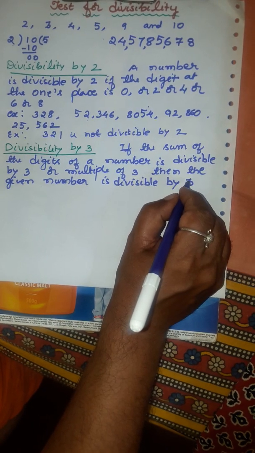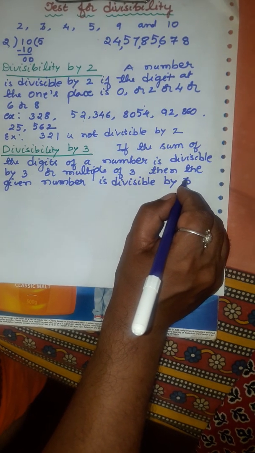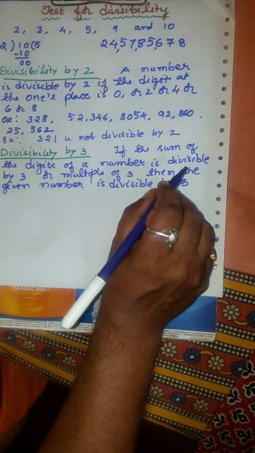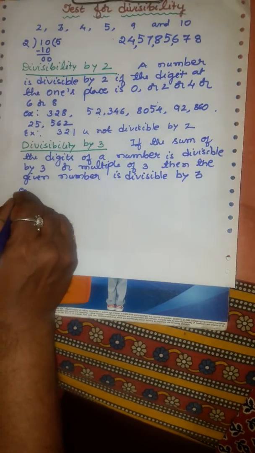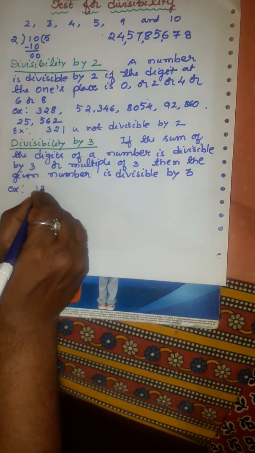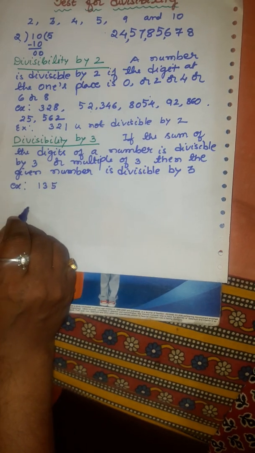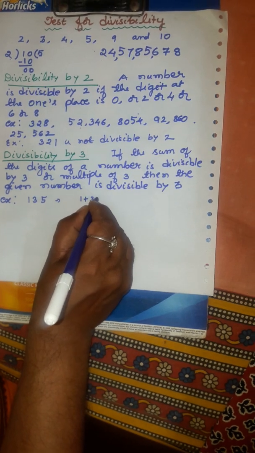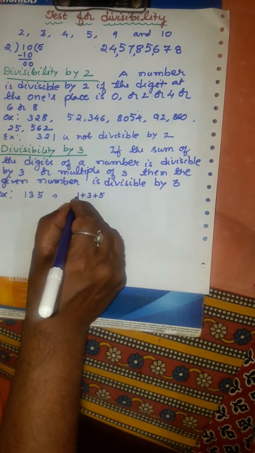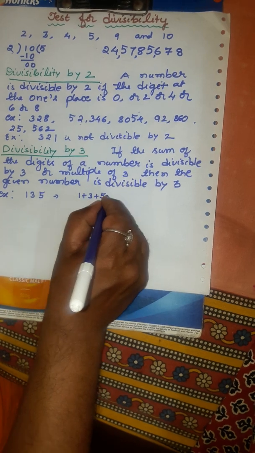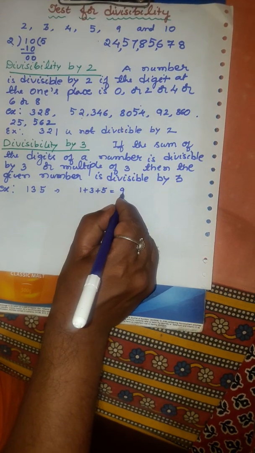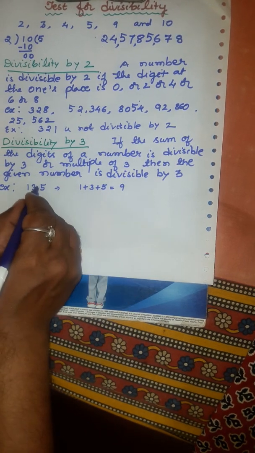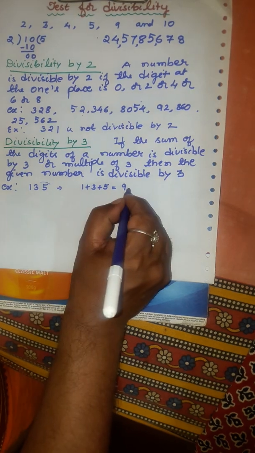So I am going to take an example so you can know whether the given number is divisible by 3 or not. Example, 135. Let me add the digits of this number: 1 plus 3 plus 5. So 3 plus 1 is equal to 4, 4 plus 5 is equal to 9. See, 9 is divisible by 3 because 9 is a multiple of 3. Therefore we can say 135 is divisible by 3.